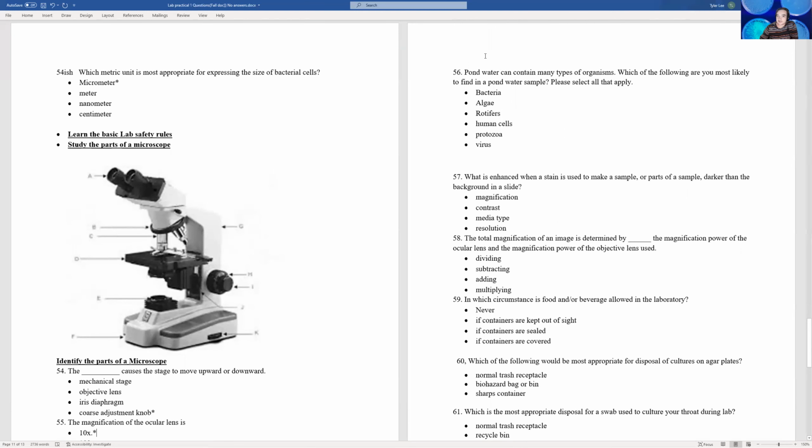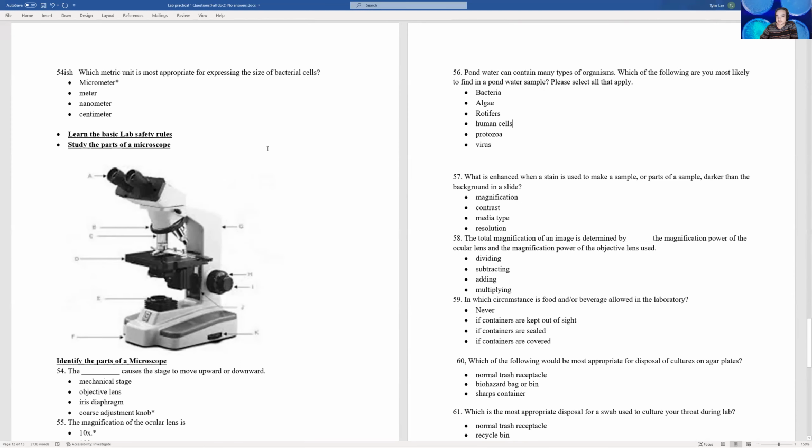All right, 56. Pond water can contain many types of organisms. Which of the following are most likely to be found in a pond water sample? So really, we can eliminate a couple of these. Viruses are not actual organisms, so they're not organisms that can be found there. They're also much too small to ever see in a microscope. But yeah, they're not organisms.